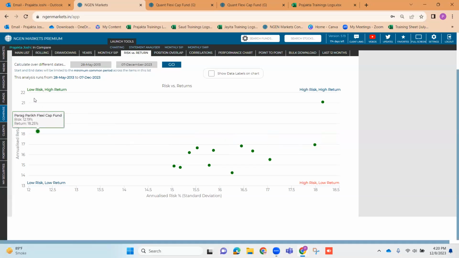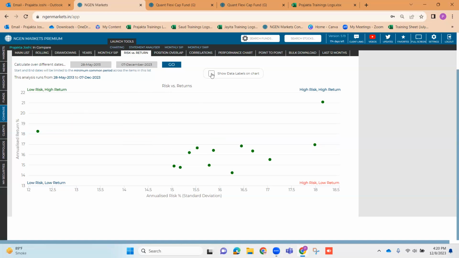Now, how do you interpret the y-axis? The y-axis is annualized return. So if a fund gets plotted at the top, it typically has a higher return as compared to a fund which is getting plotted slightly lower, right? So compared to Quant, for that matter, Canara has a lower return, and that is why Canara is plotted below Quant. So this is how you interpret this particular tab, which is risk versus return.